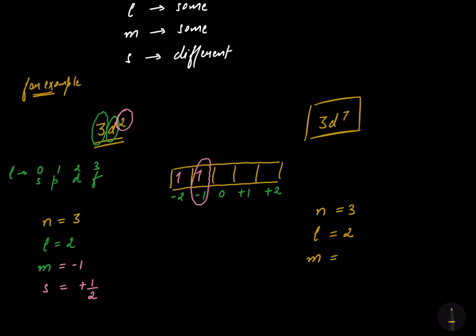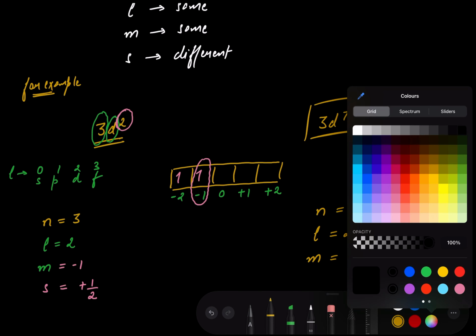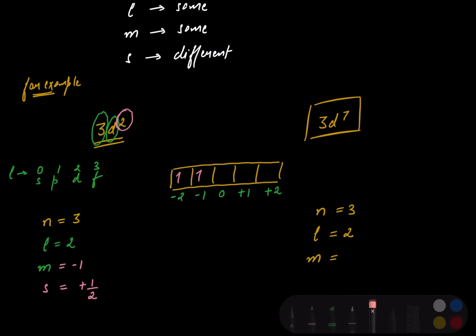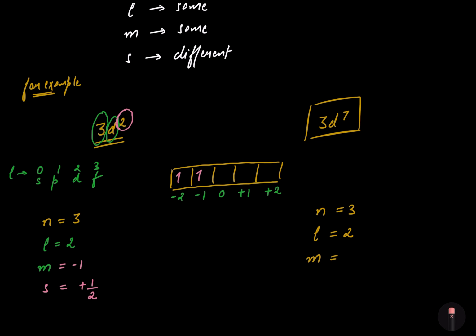For M, we have filled 2 electrons. Let's come back to the degenerate orbitals. Now here you can see that we have filled the 2 electrons. Now it's the turn of the third electron. So it's the third electron. Now the fourth electron. Now the fifth electron.